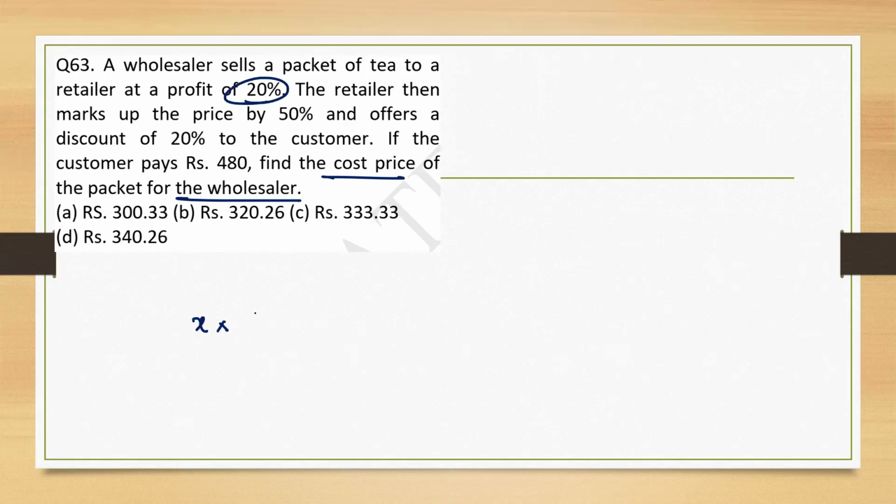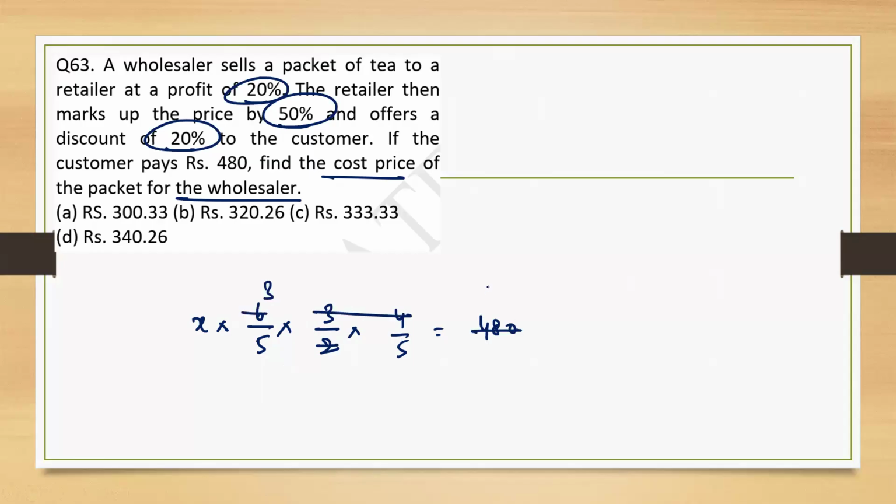First, you are increasing it by 20%. You can write 120 by 100 or 6 by 5. Then you are again marking it up by 50%, which is 3 by 2. Then you are decreasing it by 20%, which is 4 by 5. Finally, the answer is 480, right? So you can simply cancel 2 ones or 2 threes. Then after you can cancel 12 ones or 12 forties. X is equal to 25 into 40, that is 1000 by 3. 1000 by 3 is 333.33. So the answer is 333.33 rupees.